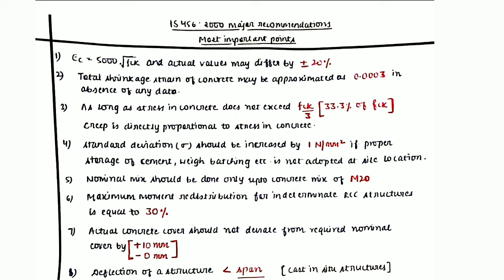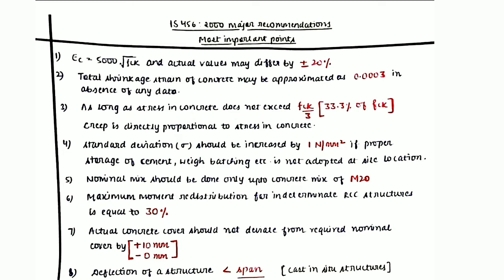The maximum moment redistribution for indeterminate RCC structures is equal to 30%. Indeterminate RCC structures are the structures in which we cannot calculate the reaction forces without any constraint values. So in that particular case, the maximum moment redistribution value is taken to be 30%.